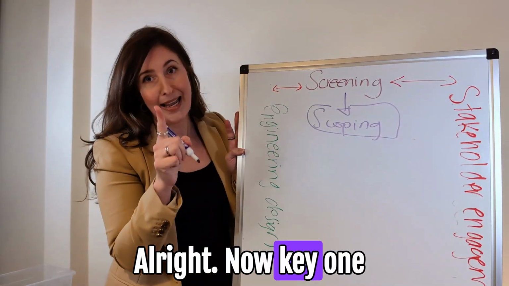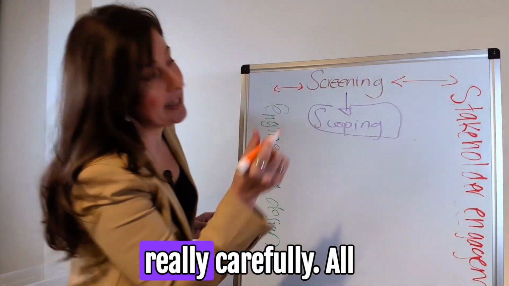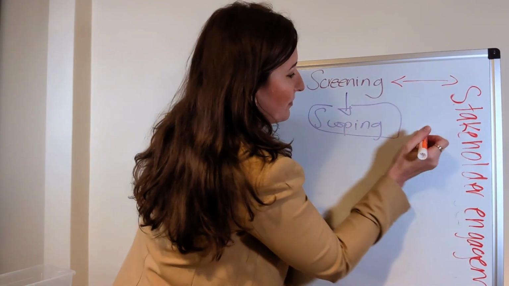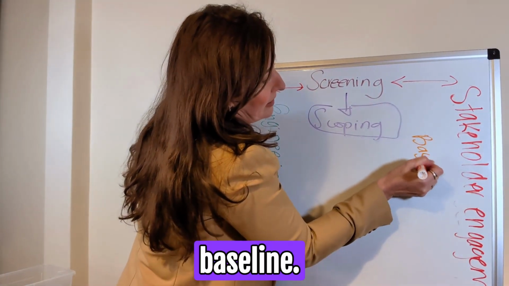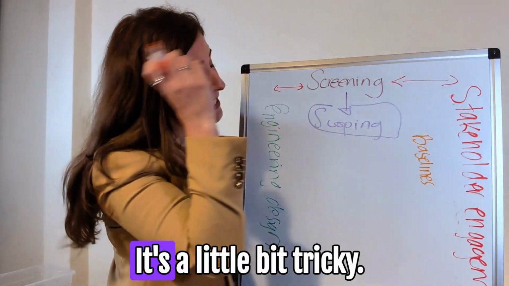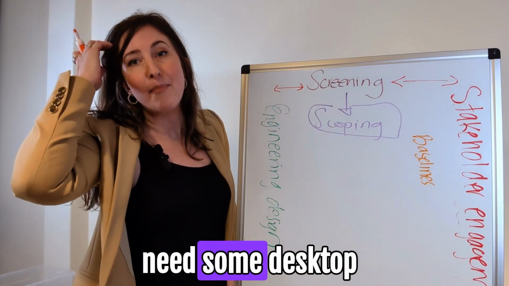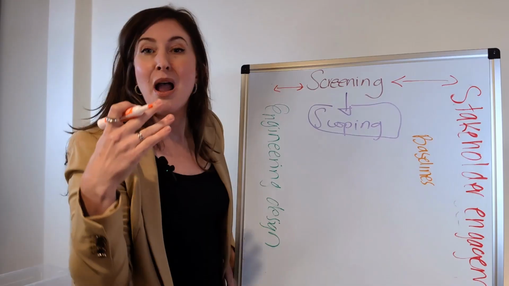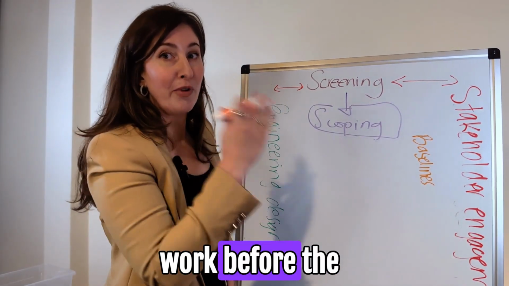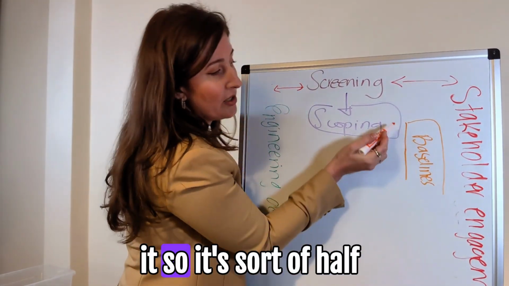All right, now, a key one is baseline studies. See if I can fit it in really carefully. All right, your baseline studies come in, write it sideways, baseline. Now, should I put it underneath? Oh, it's a little bit tricky. Okay, so in order to do the scoping, we need some desktop information. But you shouldn't be starting your qualitative field work before the scoping is done. So it fits sort of here. Okay, I'm going to put it so it's sort of half up.